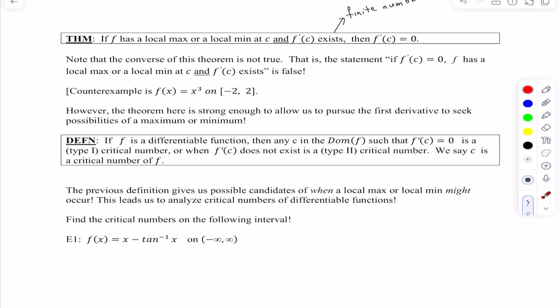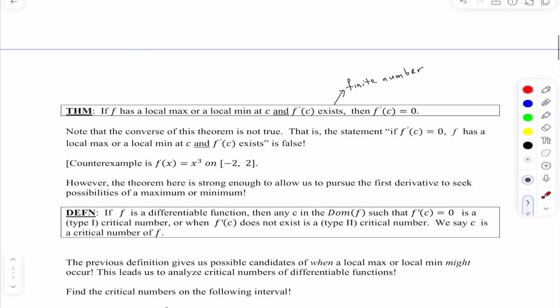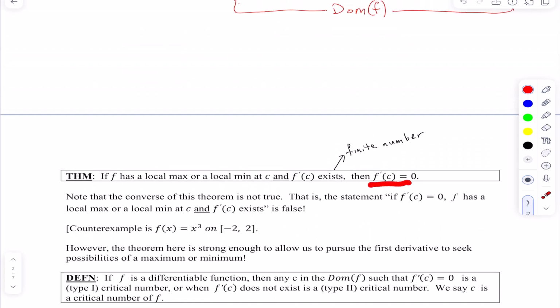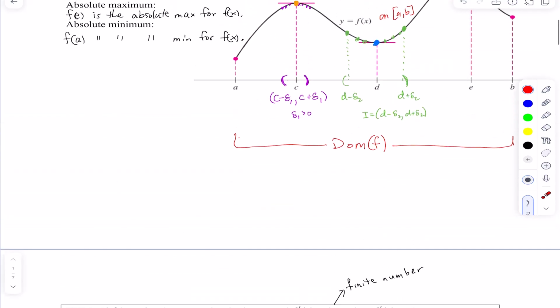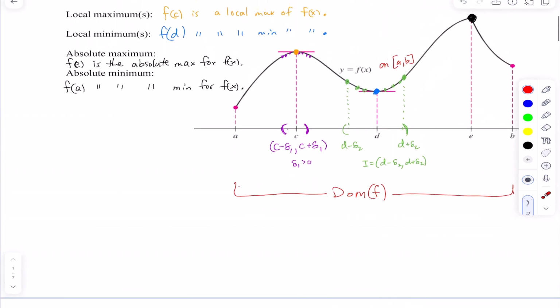Okay? Another way to visualize this is to remember that this is the slope of the tangent line evaluated at c. So remember, it's the slope of the tangent line to the function evaluated at c. So if you look back at the previous example, once again, if the function has a local max, and this one does, and it has a derivative that exists, then that derivative evaluated at c must be 0. And notice that is just the slope of the tangent line.